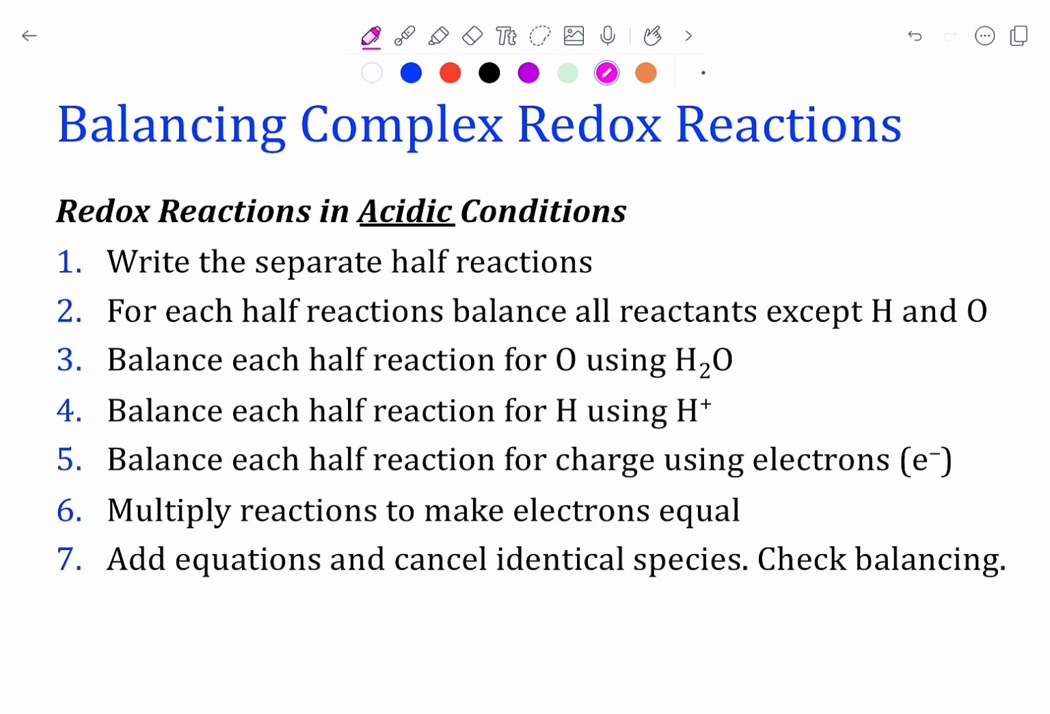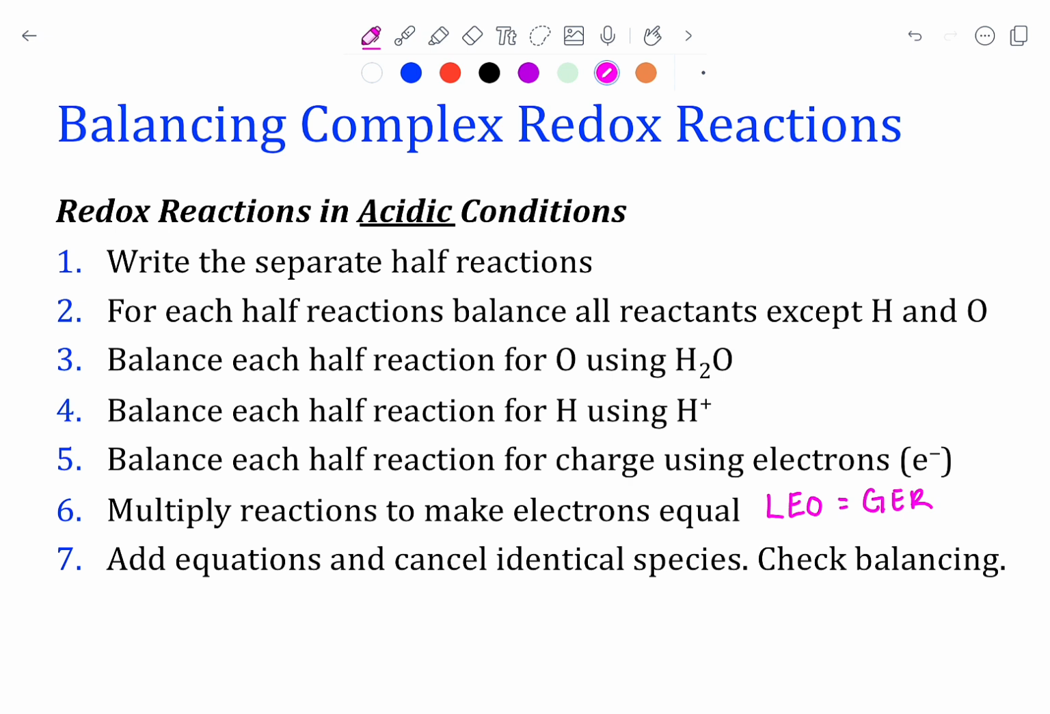Okay, so once you've balanced each half reaction for charge using electrons, you then want to multiply the reactions to make the number of electrons equal. So if you used 1 electron in one half reaction and 2 electrons in the second half reaction, you would have to multiply the first reaction by 2 in order to make sure that the electrons are equal. Again, because LEO must equal GER. The number of electrons lost must equal the number of electrons gained.